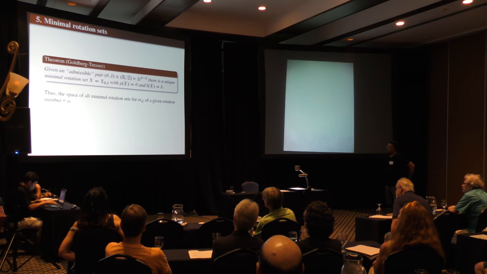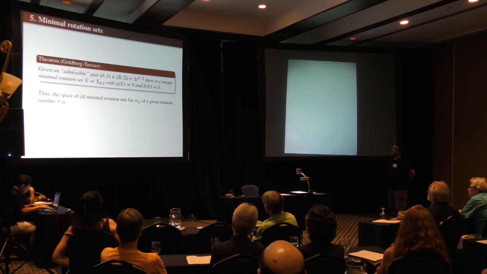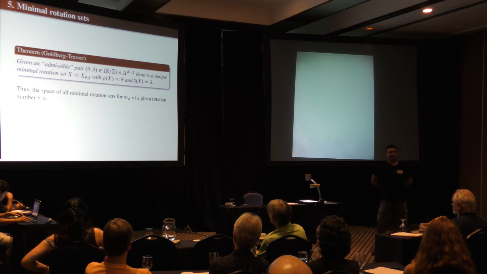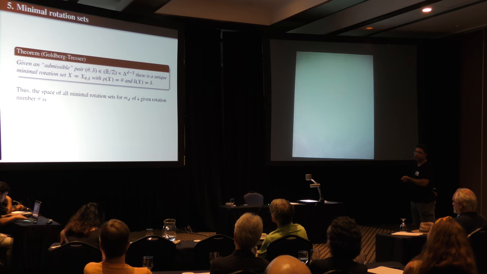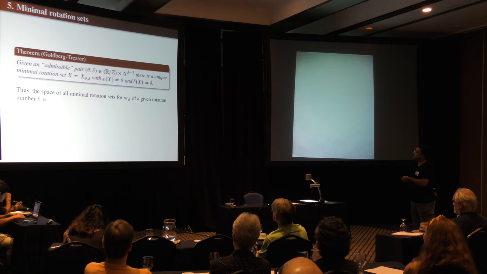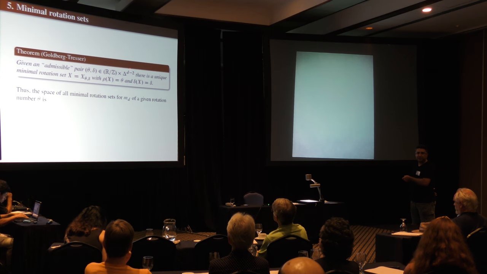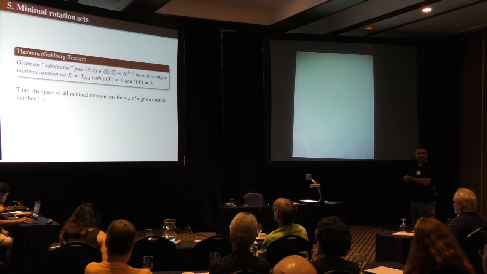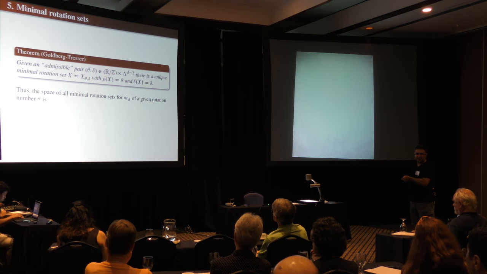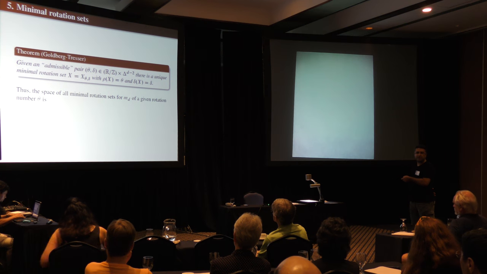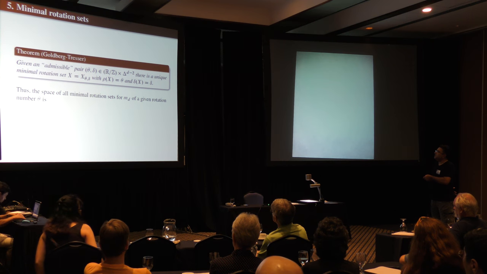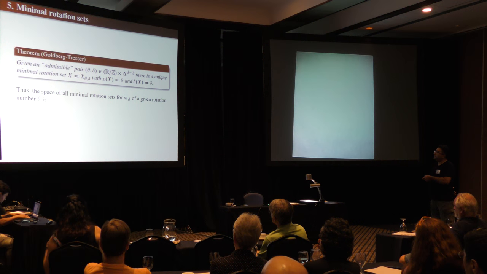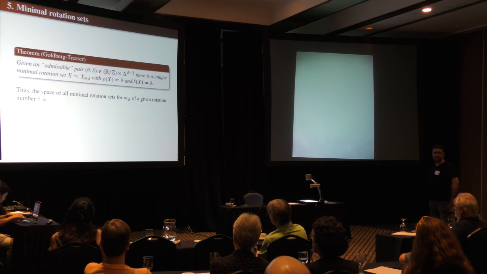And now I can state the theorem of Goldberg and Tresser, which says, given any admissible pair, theta and delta, where theta is a number on the circle, or in the interval 0, 1, and delta is a probability vector in R^(d-1). Admissible here means if theta is of the form P over Q, then the components of delta are rational numbers with denominator Q. And if theta is irrational, anything is admissible. There's no condition. So given any admissible pair, there is a unique minimal rotation set X with the given rotation number and deployment vector.